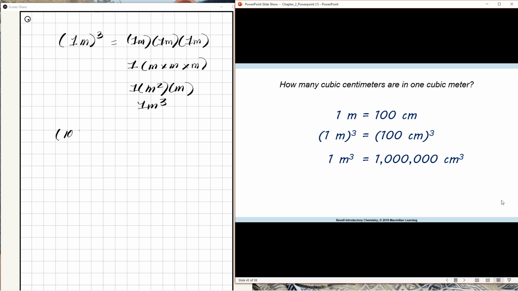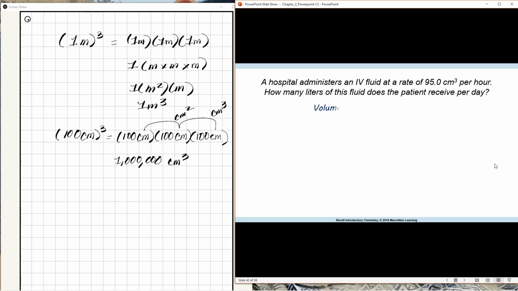We have 100 centimeters cubed. That's the same as saying 100 centimeters times 100 centimeters times 100 centimeters. Well, 100 times 100 times 100 is 1 million. And centimeters times centimeters times centimeters. Well, centimeters times centimeters is centimeters squared, and this centimeters times that centimeters is centimeters cubed. So that's just about paying attention to our parentheses.